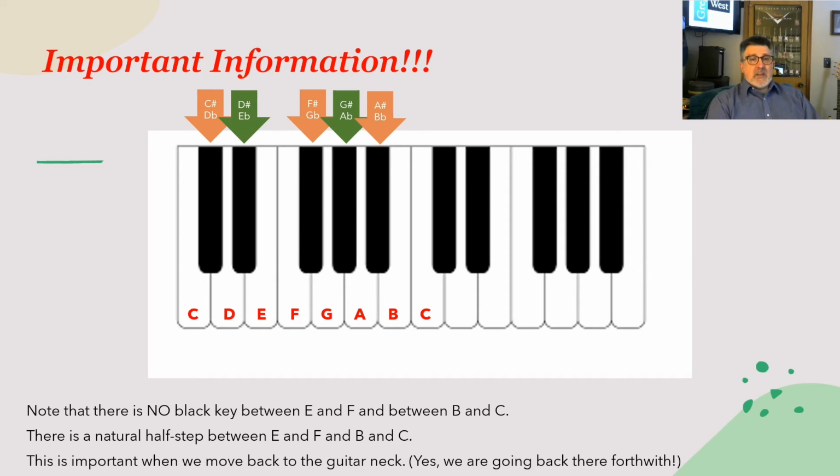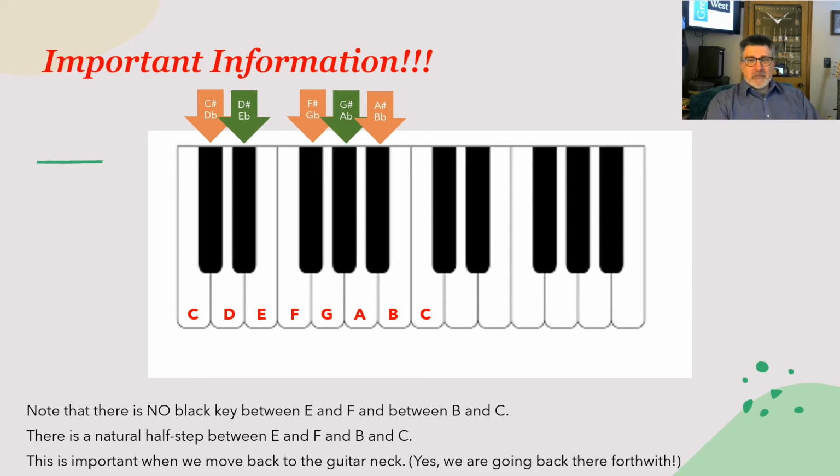Okay, important information. Notice that there is not a black key between E and F, and there's not a black key between B and C. There is a natural half step between those notes. E and F, that's a half step. B and C, there's a half step, and there's no black key between them. Why? It is just that way. It's just the way they designed it.